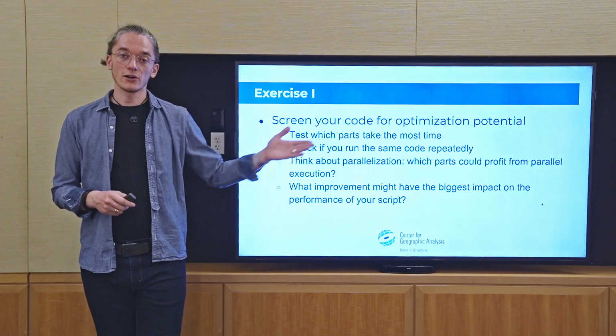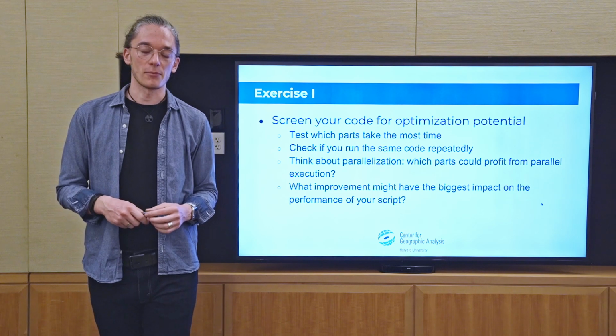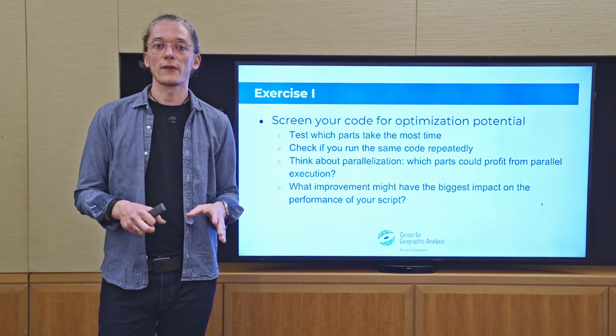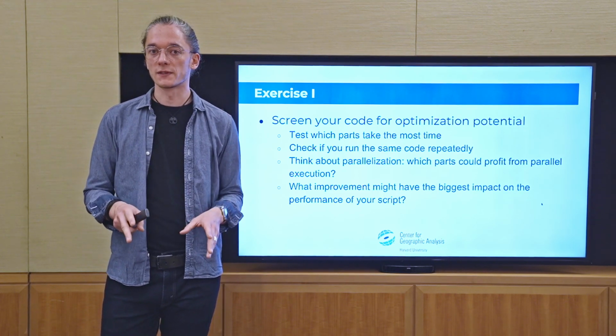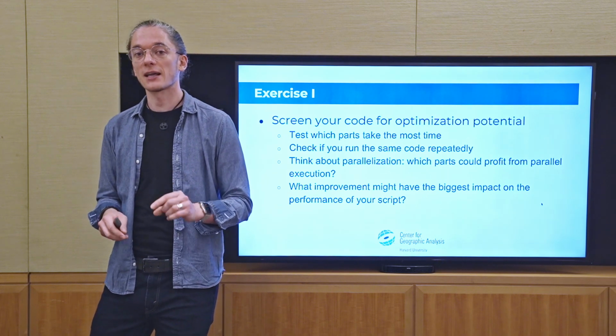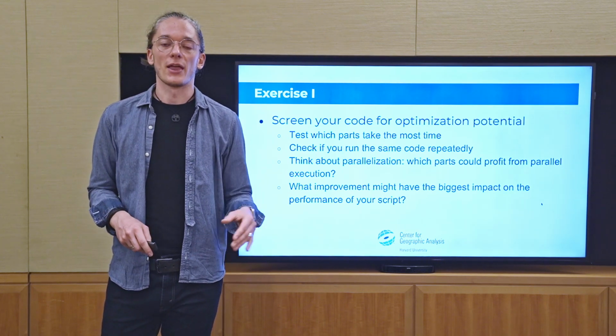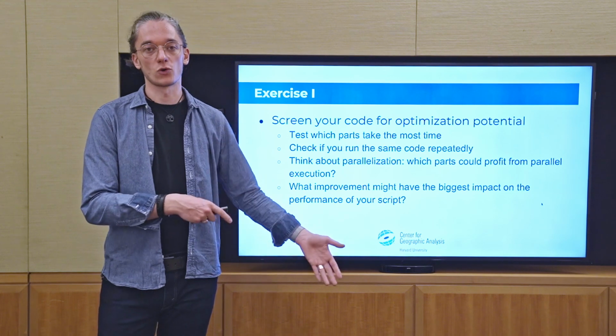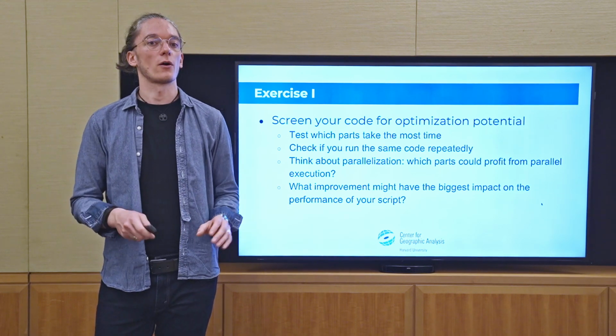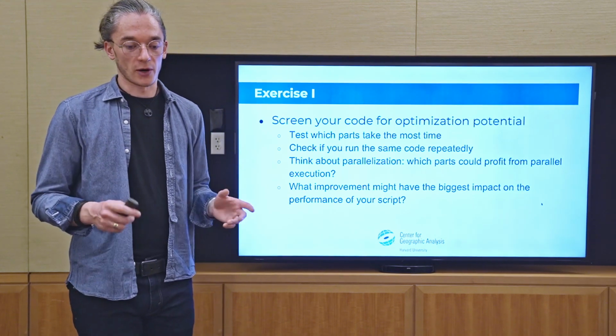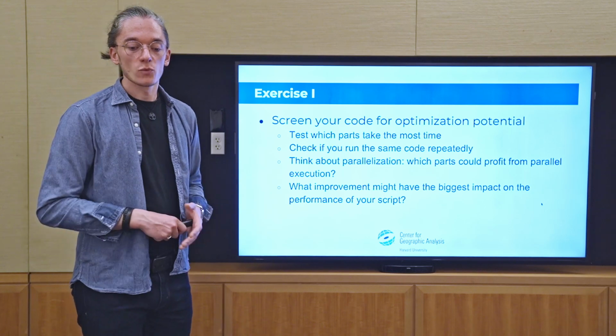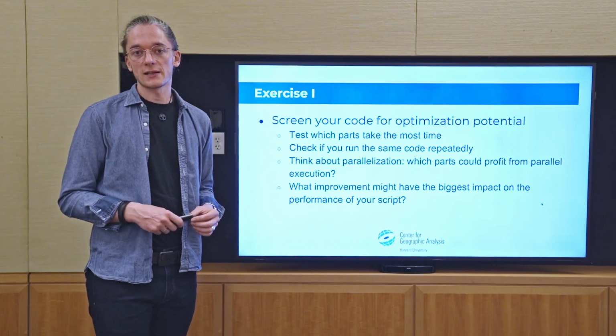To save that, do exactly as we did in our example, and make sure that we only compute things once. If we need it a second time, which we most likely will, then make sure we don't compute it again, but store it, because memory is right now not our first priority. Think about parallelization. Which parts could profit from parallel execution?